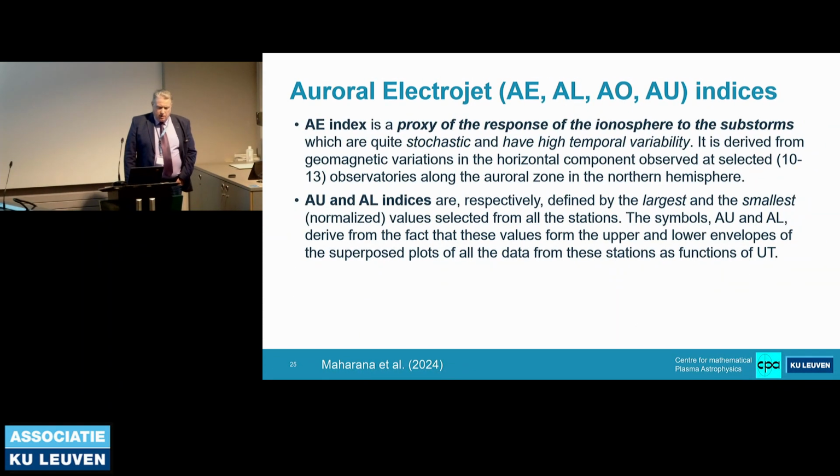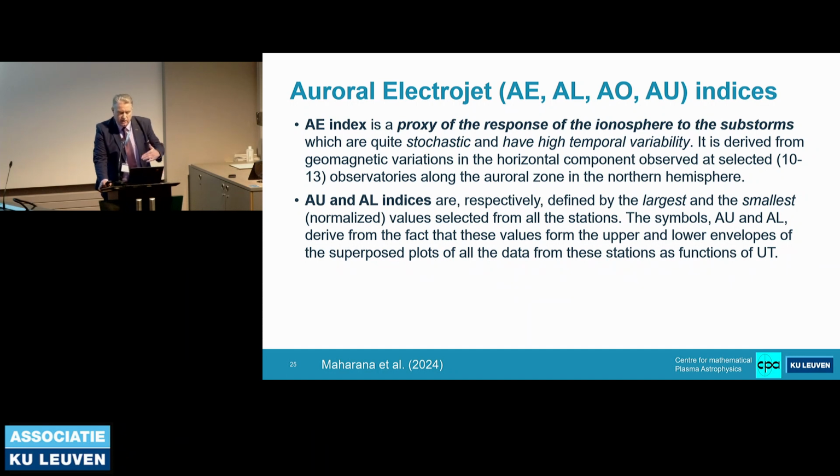And then there are the auroral electrojet indices, AE, AL, AO, and AU. The AE index is a proxy of the response of the ionosphere to the substorms, which are quite stochastic and have a high variability. These are also derived from geomagnetic variations in the horizontal component of the magnetic field observed at selected observatories, like 10 to 13 different observatories along the auroral zone in the northern hemisphere. And we have the AU and the AL indices, respectively defined as the largest and the smallest of these normalized values selected from all these stations.